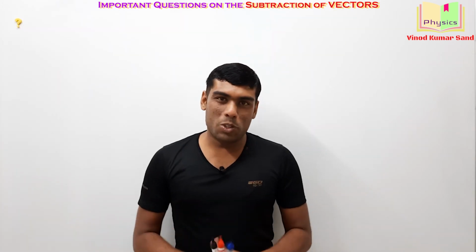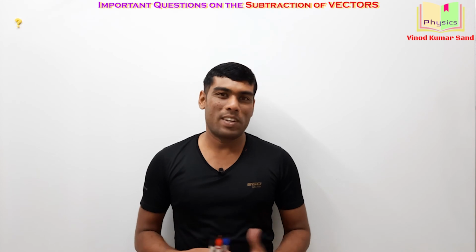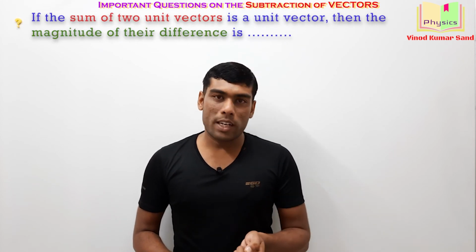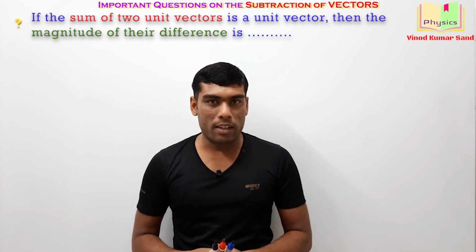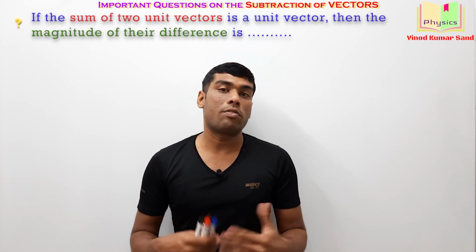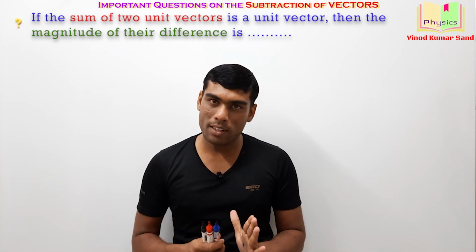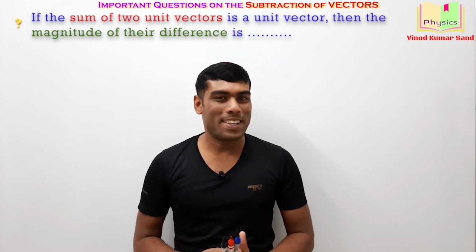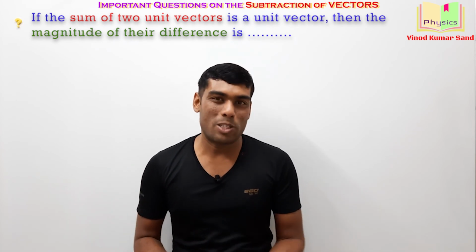Here is the last question of this video and then you'll get a checkpoint and the answers. If the sum of two unit vectors is also a unit vector, then you need to find the magnitude of the difference of these unit vectors. Getting the question? You can pause the video here and give it a try yourself and then match your answer with the video.